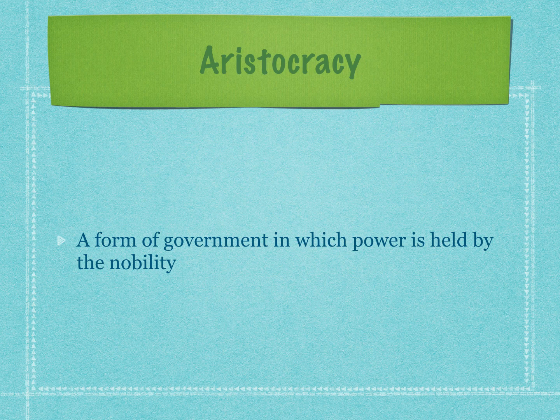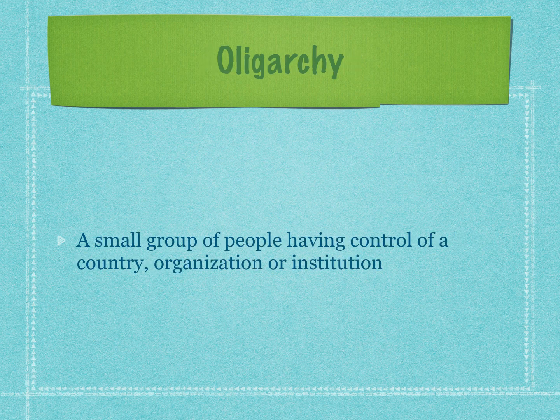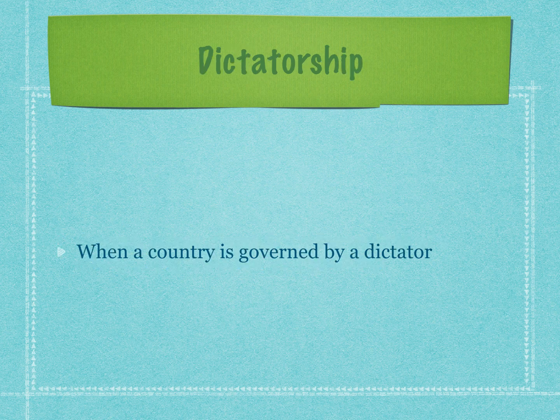You can have an aristocracy. It's just a form of government in which power is held by nobility. And the oligarchy, which you guys are already a little bit familiar with, which is a small group of people having control of a country, organization, or institution. A dictatorship, which is when a country is governed by a dictator. It's somebody who just takes over the country and they're not elected.